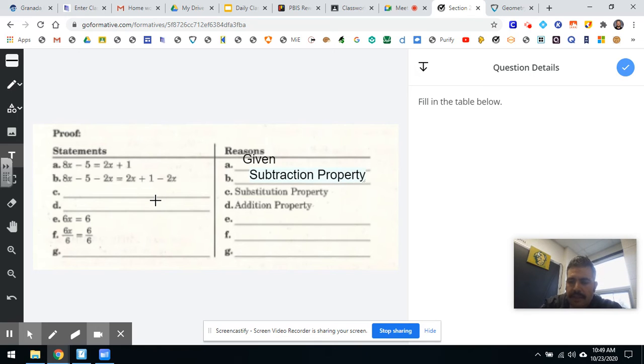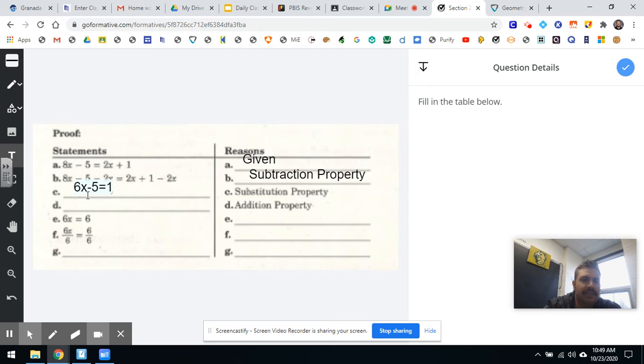Subtraction property of equality says if you subtract the same thing, which in our case is 2x, from both sides of the equal sign, it still remains equal. Now, the next step is substitution. So what are we substituting? Well, instead of writing 8x minus 2x, I'm going to write 6x. And then minus 5 tags along equals, and instead of writing 2x plus 1 minus 2x, it's just going to be 1, right? So this is what we have next.